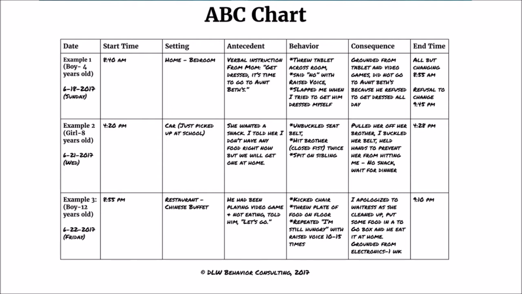So in this particular chart, the verbal instruction from mom: get dressed, it's time to go to Aunt Beth's. So at that point, the child threw their tablet across the room, said no with a raised voice, and slapped me. This is mom filling it out. And I tried to get him dressed myself. So the consequence is not the punishment. The consequence is whatever happened after the behavior. So it can include a punishment, such as grounded from tablet and video games, did not go to Aunt Beth's because he refused to get dressed all day.